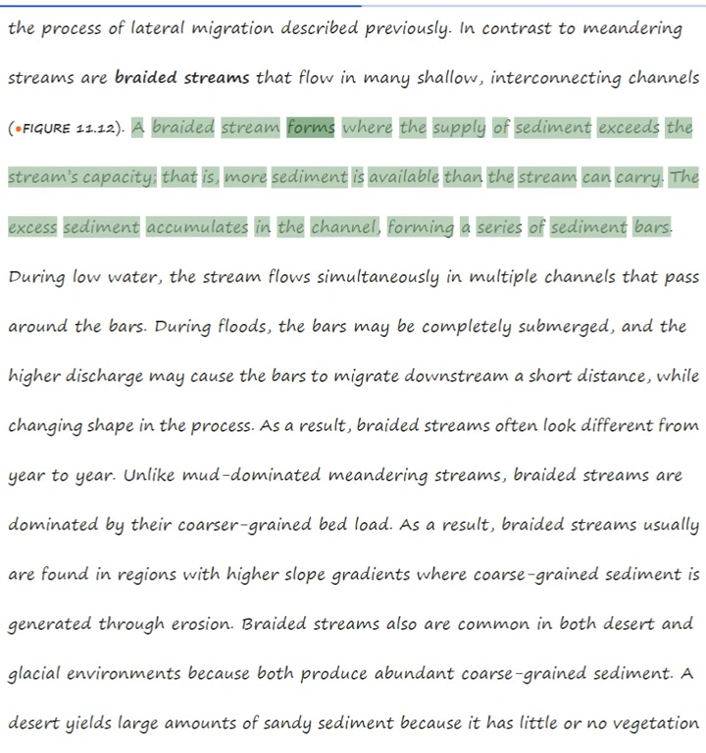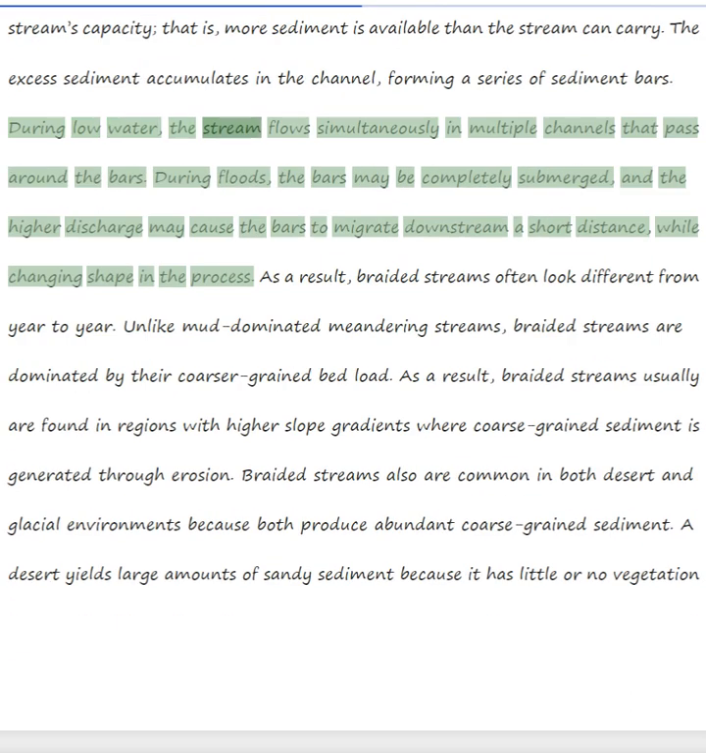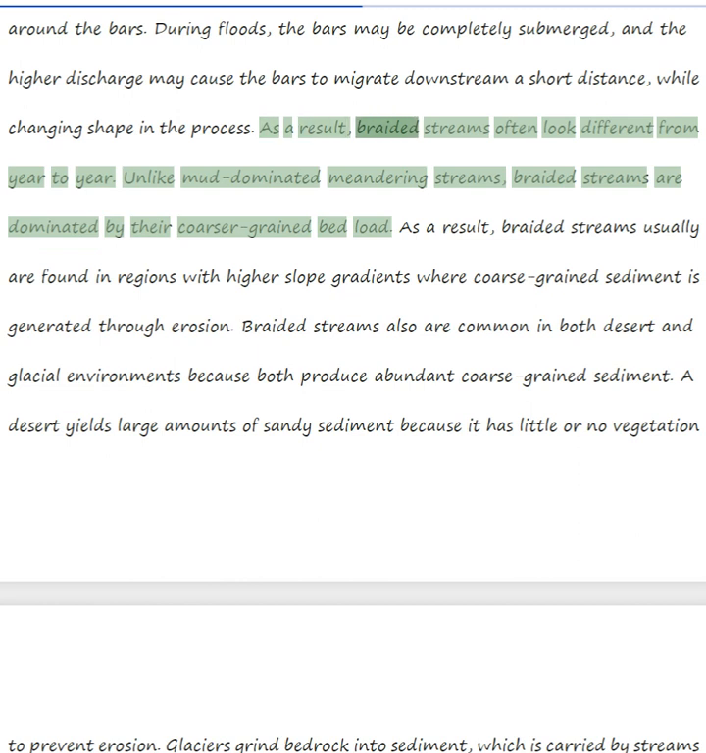A braided stream forms where the supply of sediment exceeds the stream's capacity, that is, more sediment is available than the stream can carry. The excess sediment accumulates in the channel, forming a series of sediment bars. During low water, the stream flows simultaneously in multiple channels that pass around the bars. During floods, the bars may be completely submerged, and the higher discharge may cause the bars to migrate downstream a short distance, while changing shape in the process. As a result, braided streams often look different from year to year.